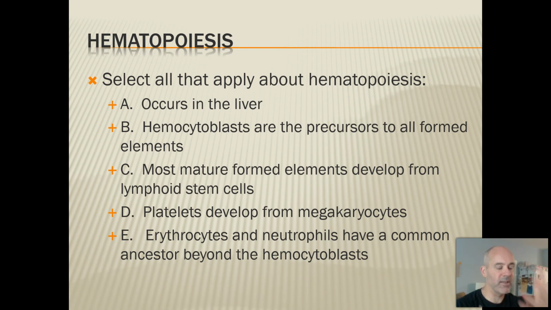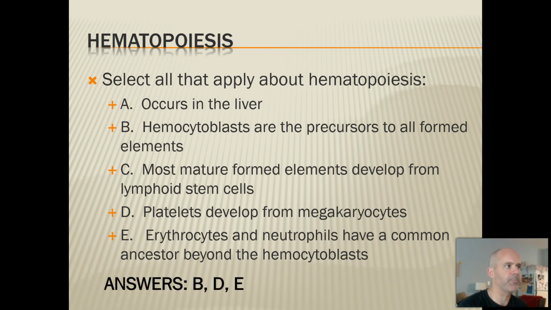As myeloid stem cells continue to divide and specialize, some of those will become erythrocytes, and yes, some of those are going to become neutrophils. So even though they have very different functions, they're coming from the same myeloid stem cell ancestor. So that one is actually true. So our correct answers are B, D, and E.